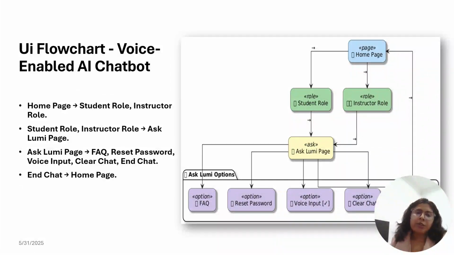Now let's see the UI chatbot flowchart. When any student or instructor goes to the home page, they can select one of two options: student or instructor. From there, they will go to the Ask Lumi page, and from the Ask Lumi page, they can ask questions such as FAQ, password, voice enabled, voice input, clear chat, and end chat as well.